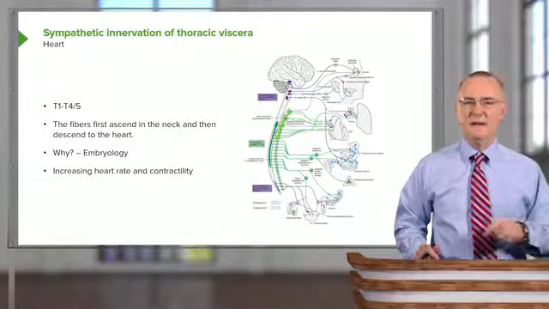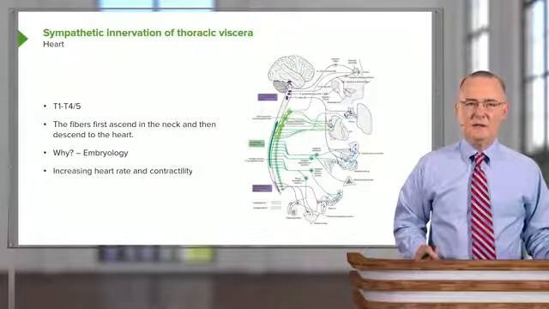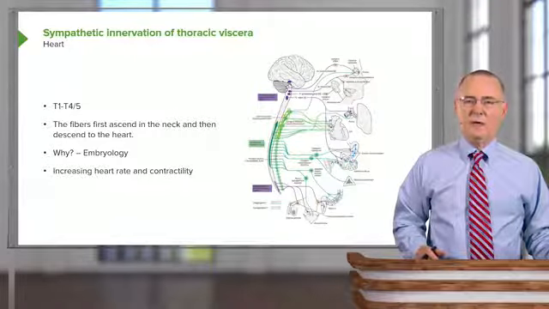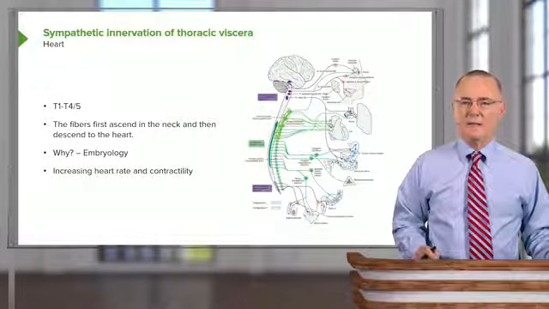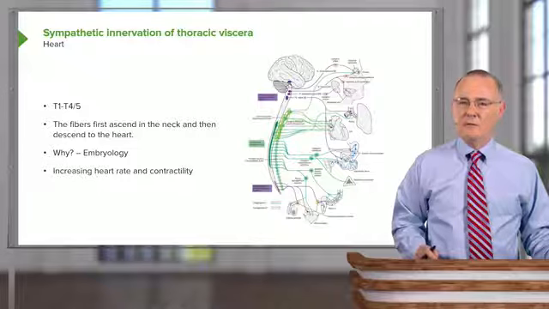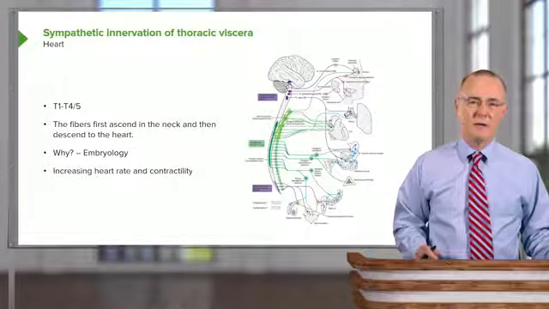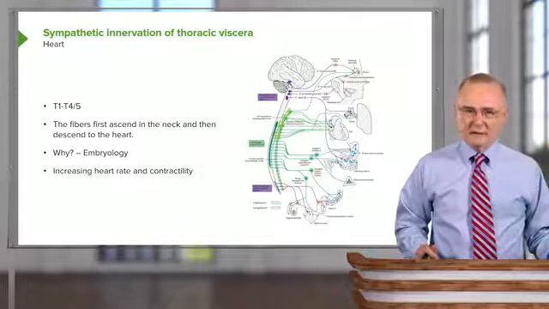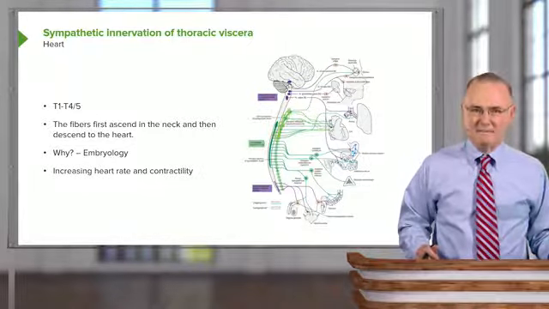So there is a question here regarding why these fibers ascend in the neck only to then descend down to innervate the heart. And the answer to this question, again, involves embryology. Early on in the embryo, the heart resides within the neck, and then with further development, the heart will assume a lower location within the thoracic cavity, thereby pulling these fibers down so that they descend.